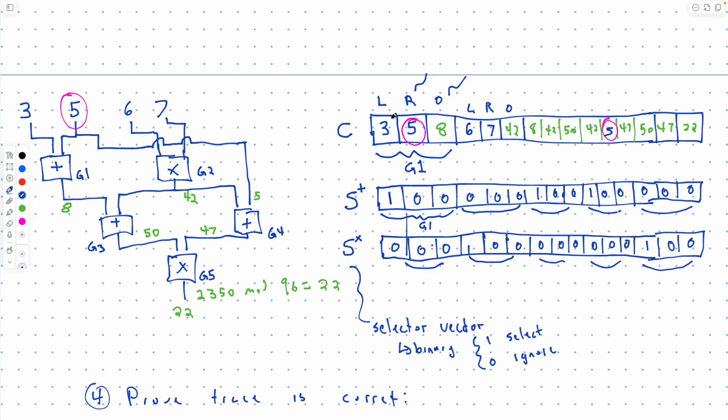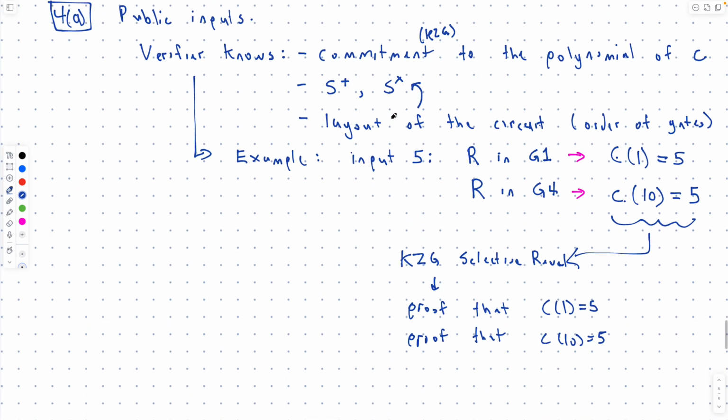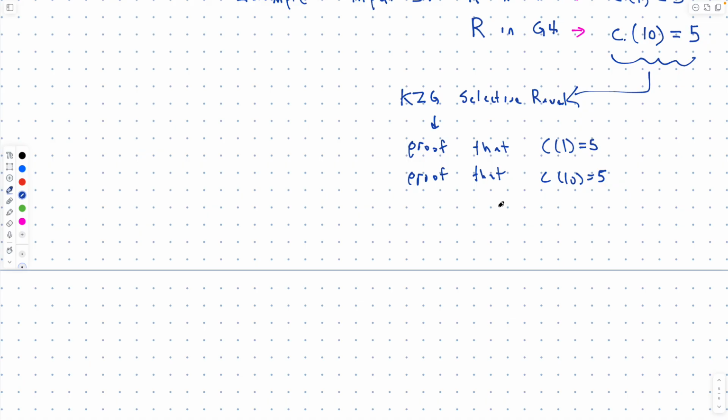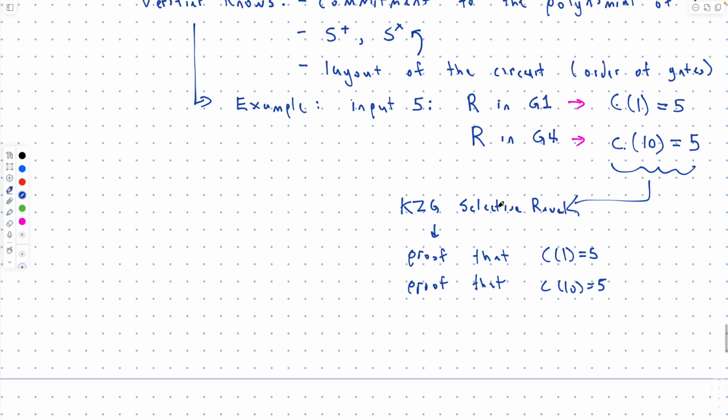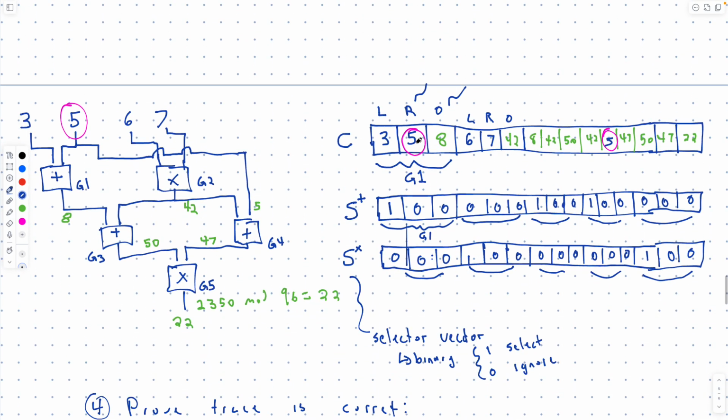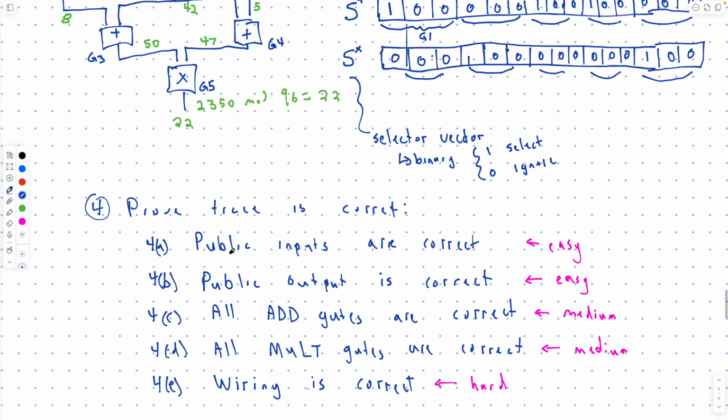Now with KZG, there is a fancy batch opening where if I want to open a bunch of points on the same polynomial, I can actually do it a lot quicker than just opening them up one by one. But for the purposes of this course, just assume that you open them one by one. Okay? So the main thing is that the verifier can find where the public inputs should be in this array. And then the prover can just open them up using KZG. So that's how we satisfy that the public inputs are correct.